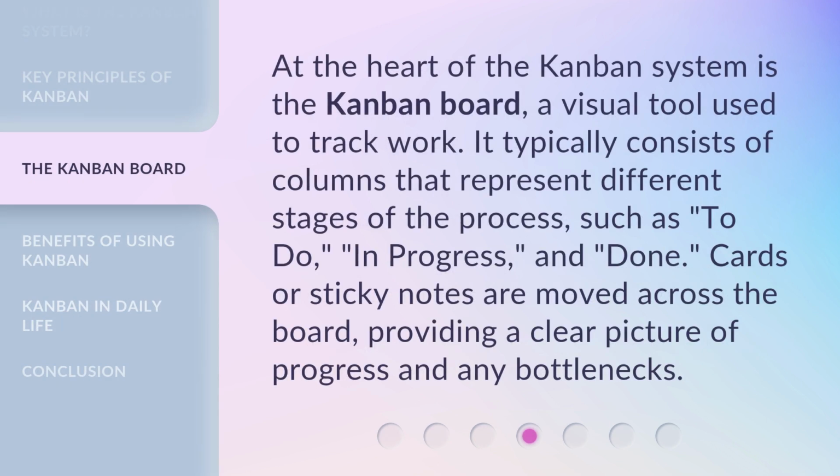At the heart of the Kanban system is the Kanban Board, a visual tool used to track work. It typically consists of columns that represent different stages of the process, such as to do, in progress, and done. Cards or sticky notes are moved across the board, providing a clear picture of progress and any bottlenecks.